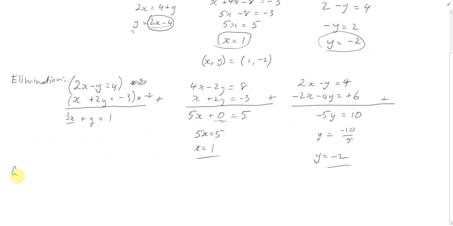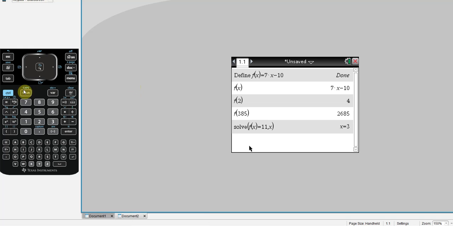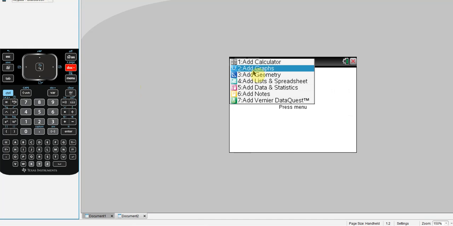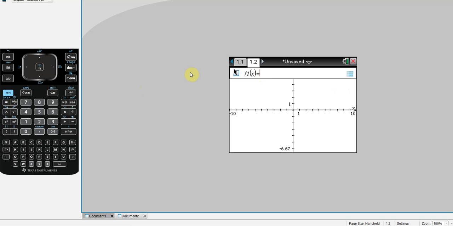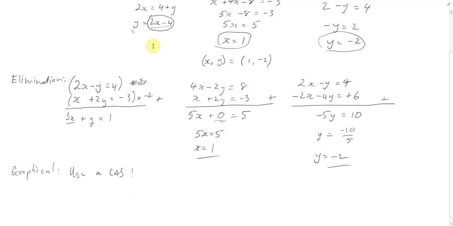And lastly, the graphical method. And this one we basically have to use a CAS because it's too hard to do it by hand. So let me show you what I mean. You need to get up a graphs page. Add a graphs page. And we'll type in our two equations. By the way, this is a bit of a pain because you have to always have them in terms of y. I forgot to mention that. So back here we need to make both of our equations in terms of y. Bit of a pain.